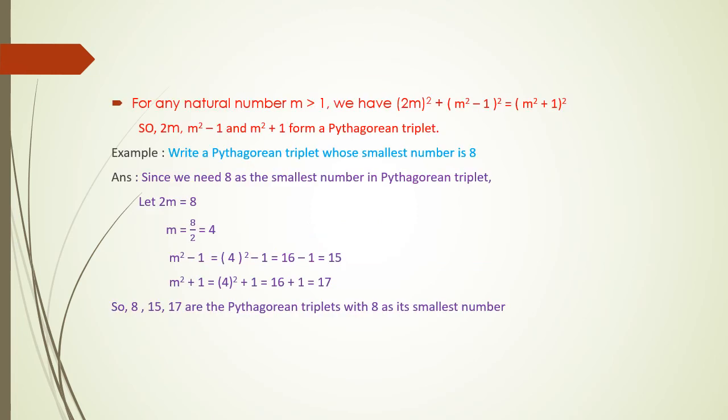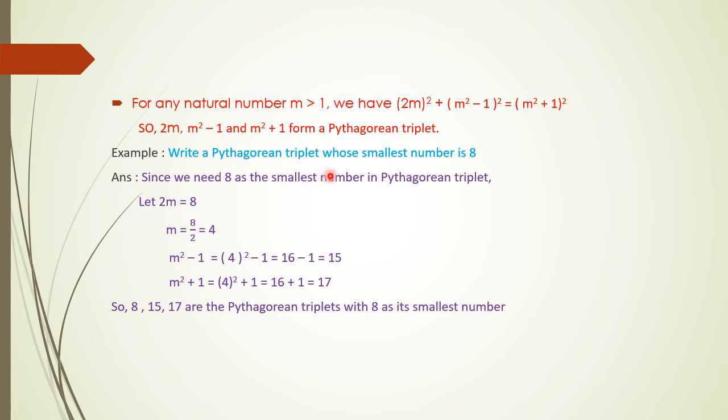So for any natural number m greater than 1, we have 2m whole square plus m square minus 1 all square is equal to m square plus 1 whole square. So 2m, m square minus 1 and m square plus 1 form a Pythagorean triplet. Here 2m, m square minus 1 and m square plus 1 are the three numbers of our Pythagorean triplet. And let us learn this point by taking one example. Write a Pythagorean triplet whose smallest number is 8.